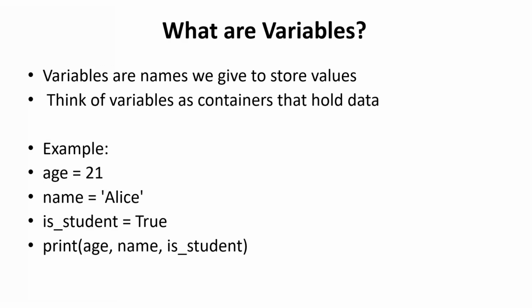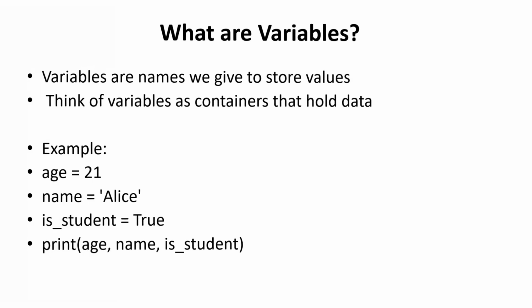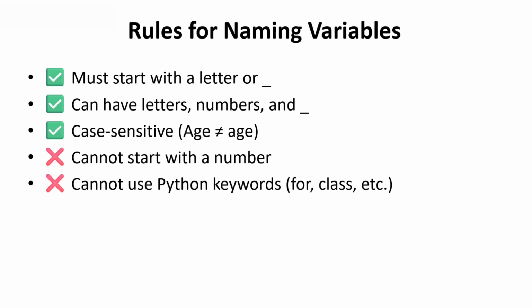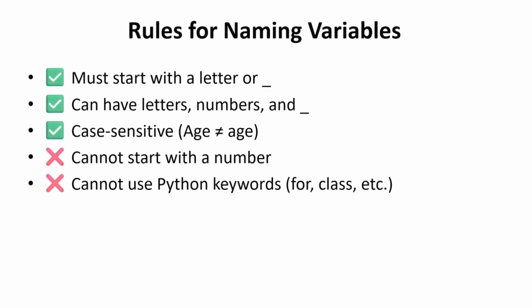Coming to the rules for naming variables, when you create a variable name in Python, you need to follow some rules. The first rule is to use letters, numbers, and underscore. Variable names can have letters A to Z, in small or capital letters, digits 0 to 9, and underscore. The next rule is to start with a letter or an underscore. Variable names must begin with a letter or an underscore, not a number.